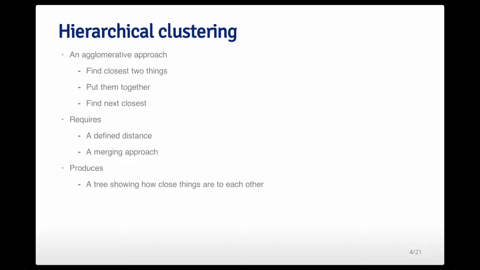This approach requires 2 important things. One is a distance metric. So what does it mean, how do you calculate the distance between 2 points? And the other thing that is required is an approach for merging points. So once you've figured out that these 2 points are the closest, how do you merge them together? The nice thing that hierarchical clustering produces is a tree, which is sometimes called a dendrogram, that shows how things were merged together.